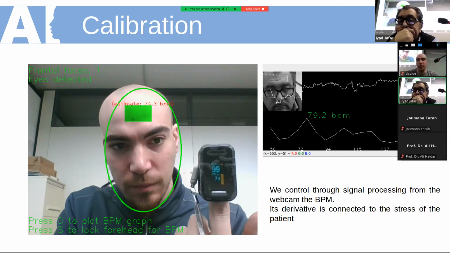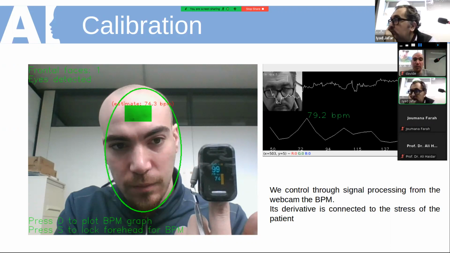In the left corner, for example, we have some information. We can see that only one frontal face is detected and that the eyes are correctly detected. In any part of the program, if the patient does not assume this position, the program will go in standby, so we don't lose any data, or acquire any non-meaningful data.